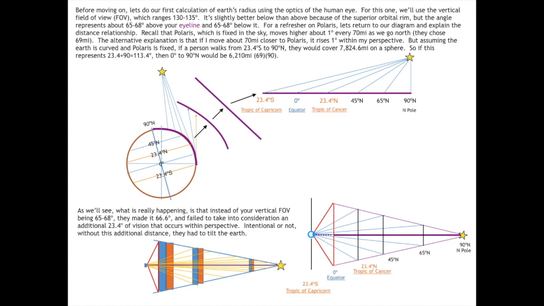We've already gone over that. But as we'll see, what's really happening is that instead of your vertical field of view being 65 to 68 degrees, they made it 66.6 degrees and failed to take into consideration an additional 23.4 degrees of vision that occurs within perspective. Intentional or not, without this additional distance, they had to tilt the Earth.